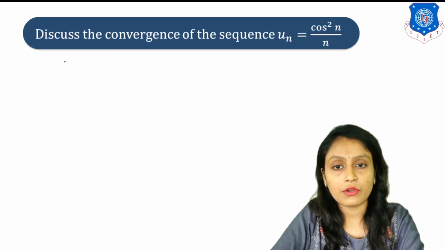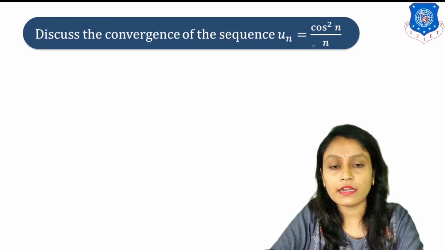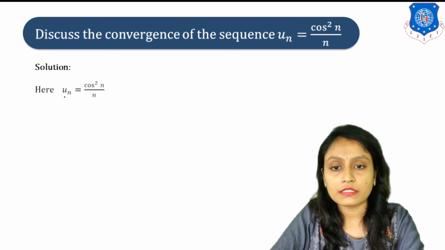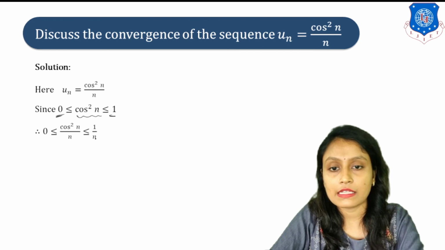Let's discuss one more example. Discuss the convergence of a sequence un, that is cos square n upon n. So here un is given, that is cos square n upon n. Now we know the cos square n lies between 0 to 1. Here we are considering cos square n function, so here we have 0 to 1. Now just divide it by n. So this will be 0 less or equal to cos square n upon n less or equal to 1 upon n.